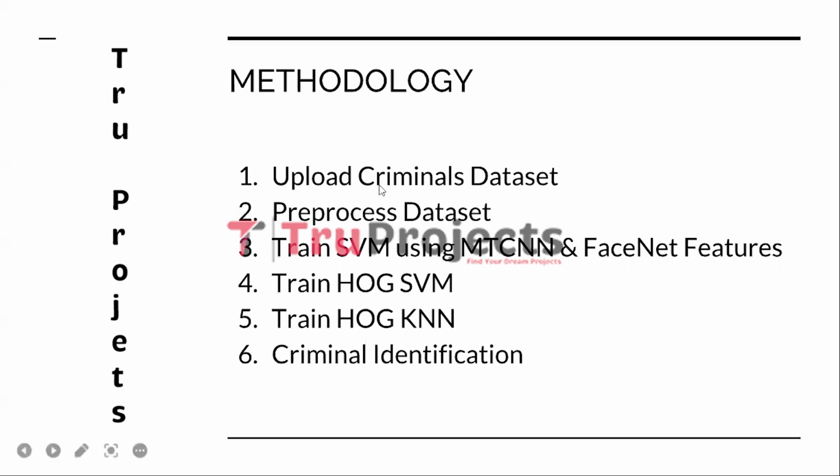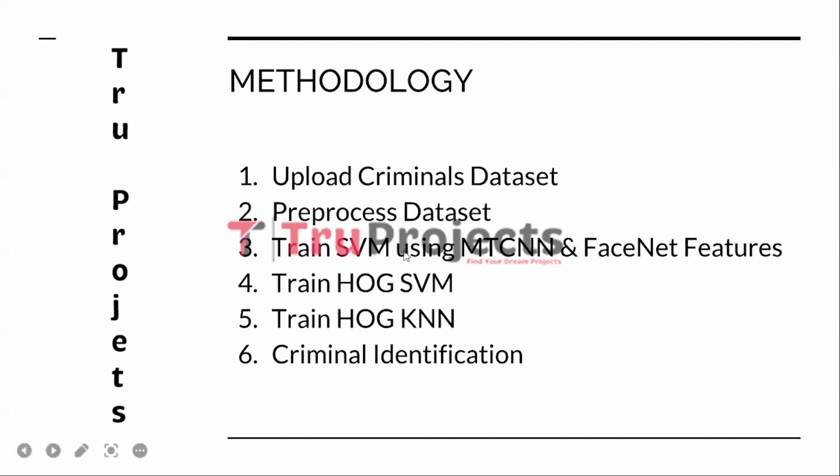The first module is upload the criminal dataset. In this module, the user will upload the criminal dataset to the application. The dataset will be loaded along with the MTCNN, that is multitask cascaded convolutional neural network, and FaceNet models, which are used for face detection and feature extraction. And the second module is pre-process dataset. This module involves reading each image from the dataset. The faces in the images will be detected using the MTCNN model and the features will be extracted using the FaceNet model. The extracted face values will be normalized and the dataset will be split into training and testing part.